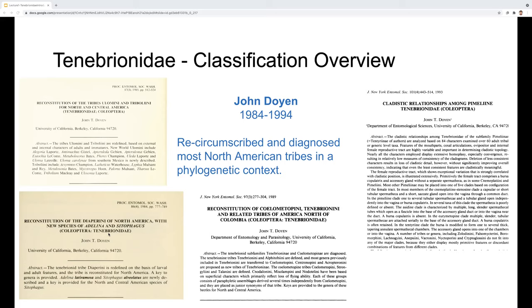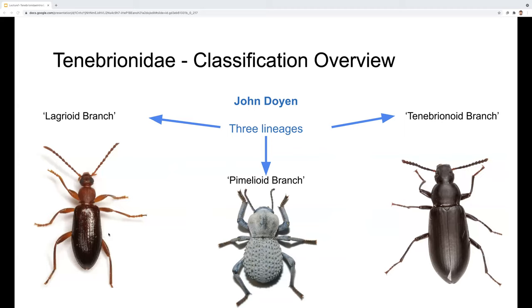And this is where most of our definitions come from. From these works, he coined names for branches or lineages within the Tenebrionidae family. We have the Lagrioid branch, which we'll be talking about. Most of these used to be treated in the family Lagriidae, right? The long jointed beetles. We have the Pimelioid branch, Pimelioinae. These are a lot of the desert dwelling, dry adapted species.